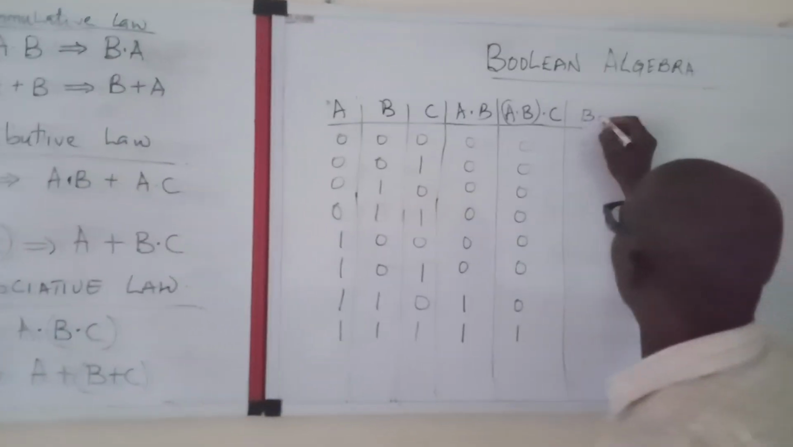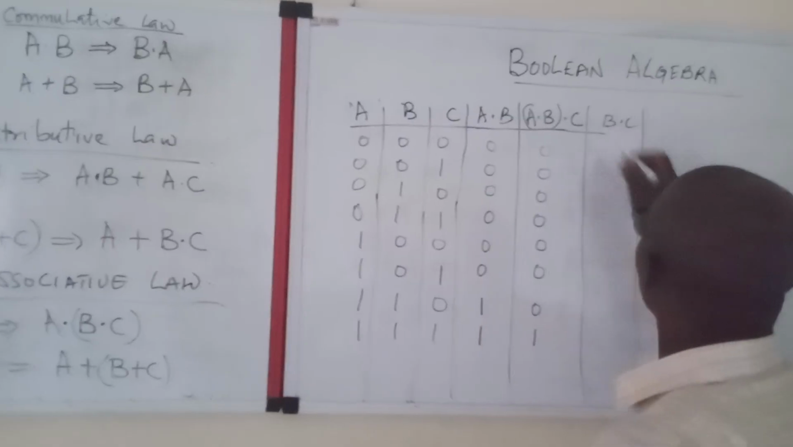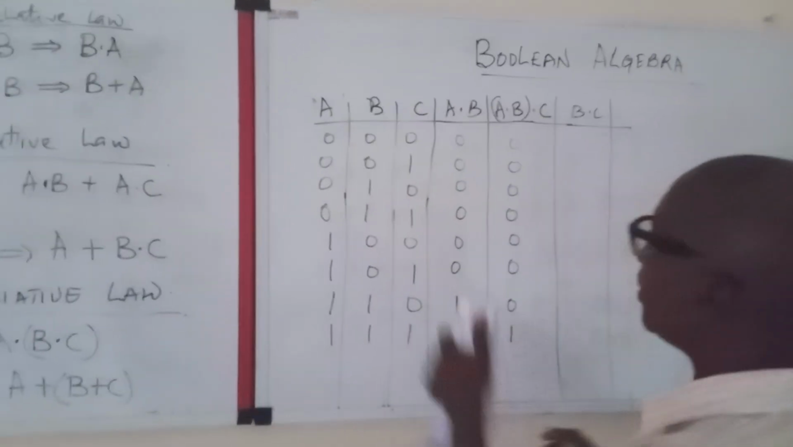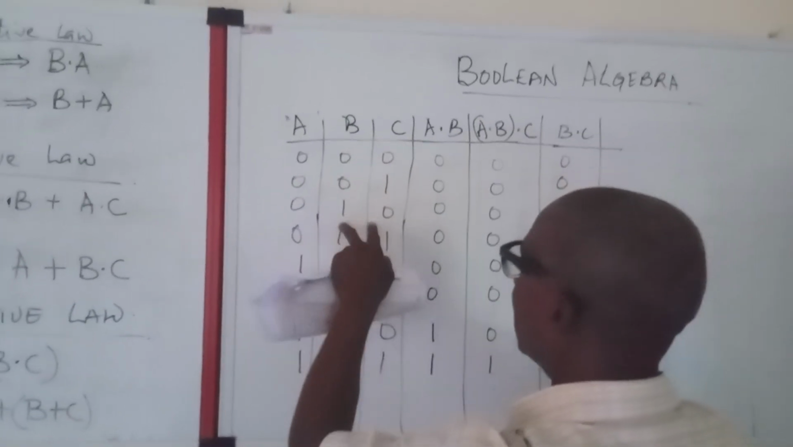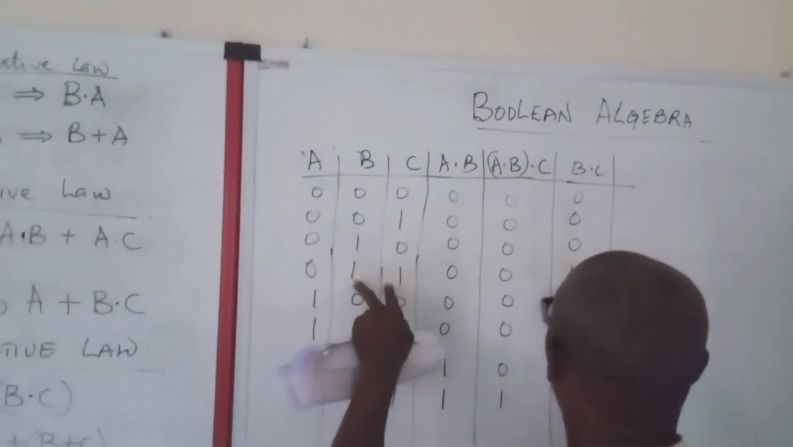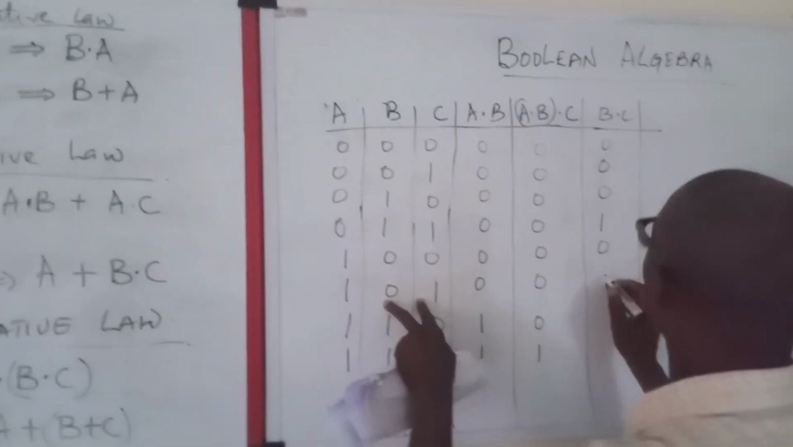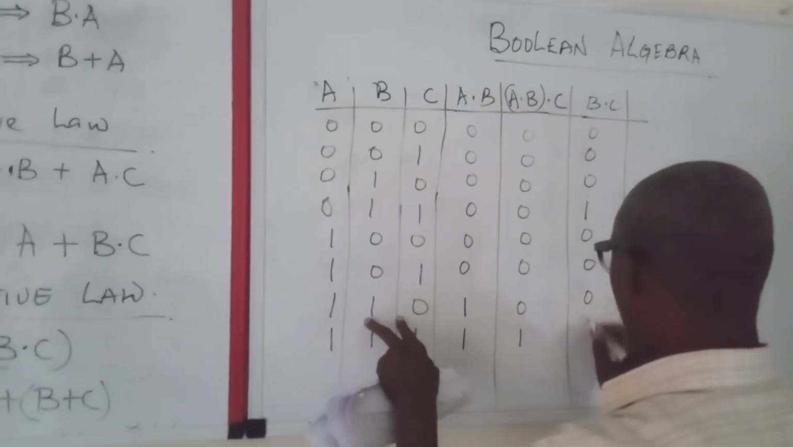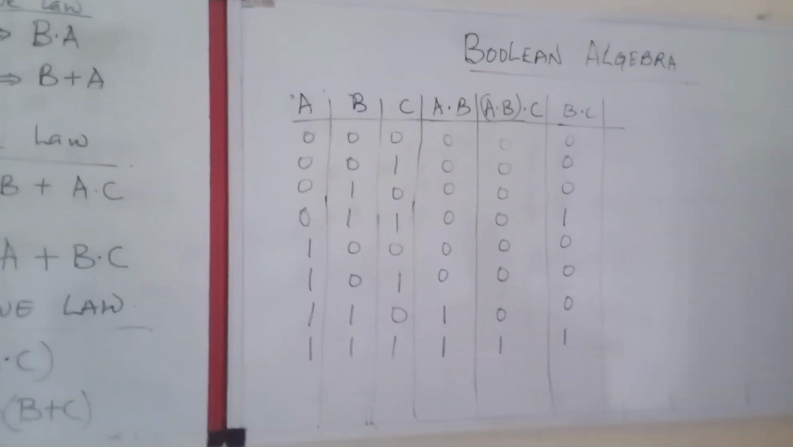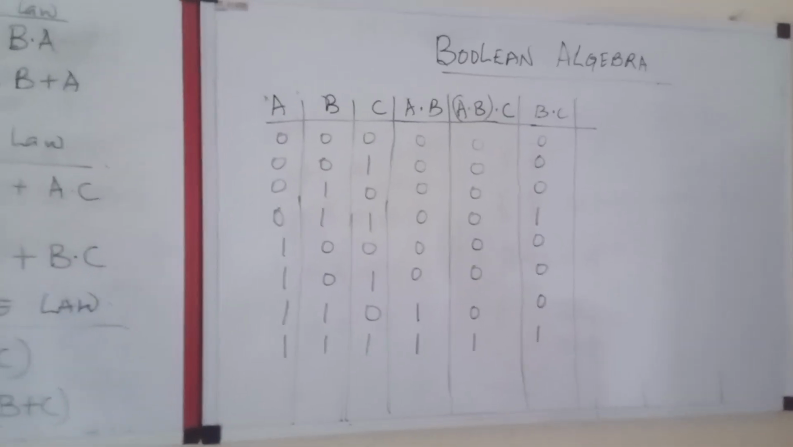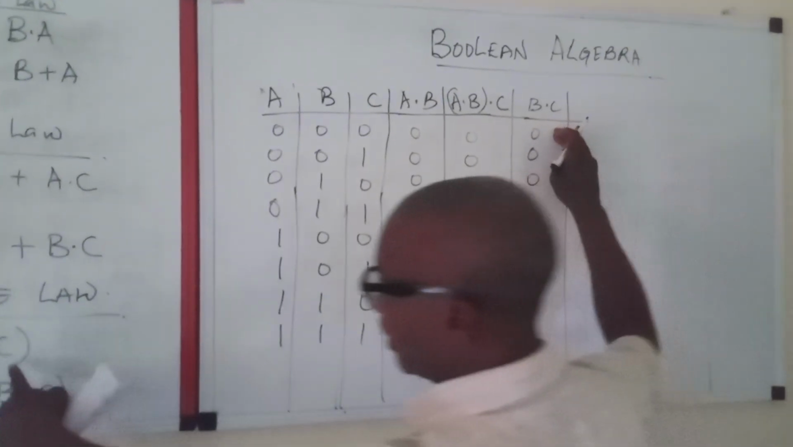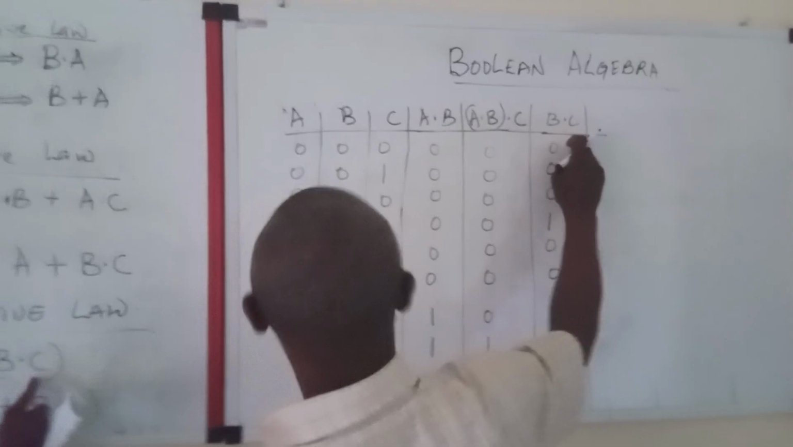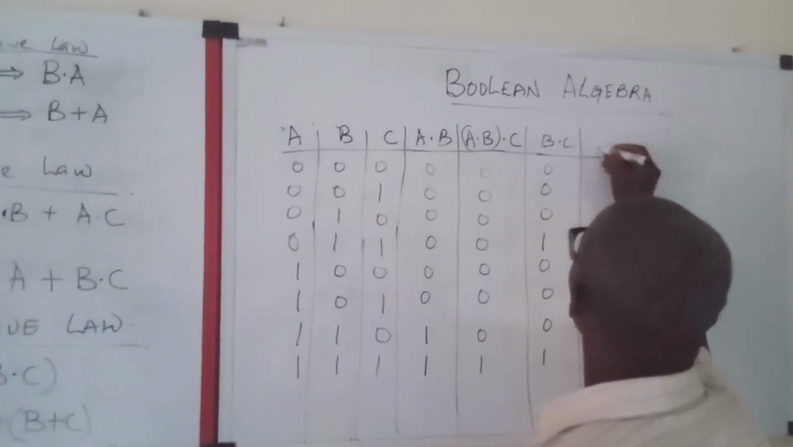Now let's go over to the right-hand side. B dot C, B and C. So we have 0 there, 0 there, 0 there, 1 there, 0 there, 0 there, 0 there, and 1 there. We have gotten B dot C. That is on this side. Now we want to do A and this, A dot B dot C.